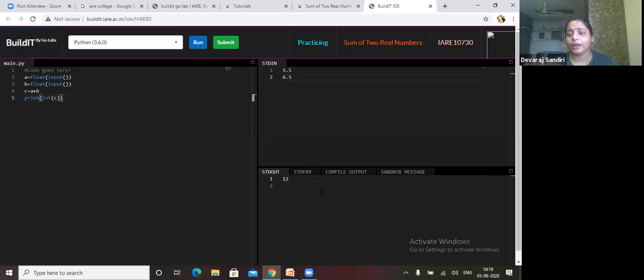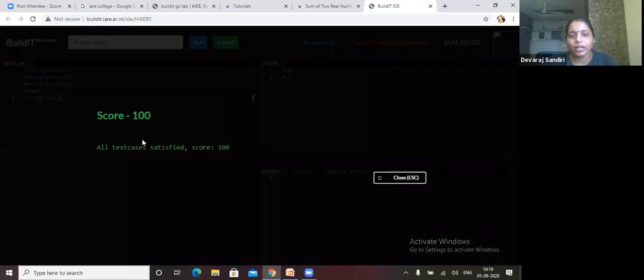All of you have to complete all the Build IT programs. By tomorrow you have to complete 10 programs. By tomorrow I will check your CMS login. All programs should be done; I need 10 programs from everyone. Now we have to run our program and submit our program. See, I got 100 marks. Okay, getting my point?